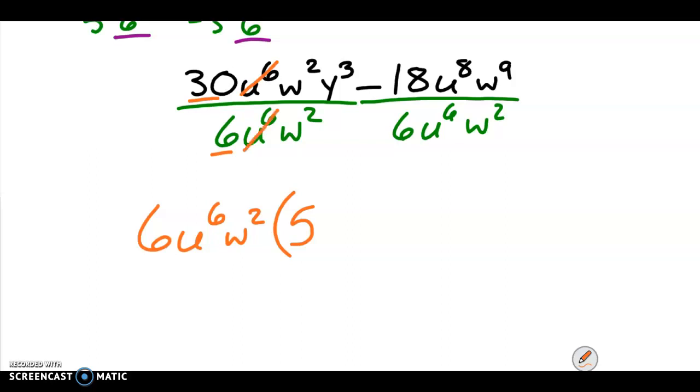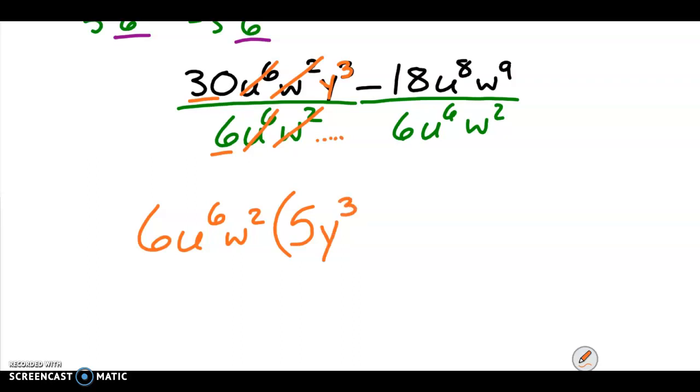Those cancel completely. Okay, when you're dividing common variables, you subtract their exponents. If there's 6 u's on top and 6 u's on the bottom, they all cancel. 2 w's on top, 2 w's on bottom, they all cancel. There's no u's or w's coming down into the factored out portion here at the bottom. And then the y's, we have y cubed on top and there are no y's on the bottom. So then all 3 y's come down after the division.